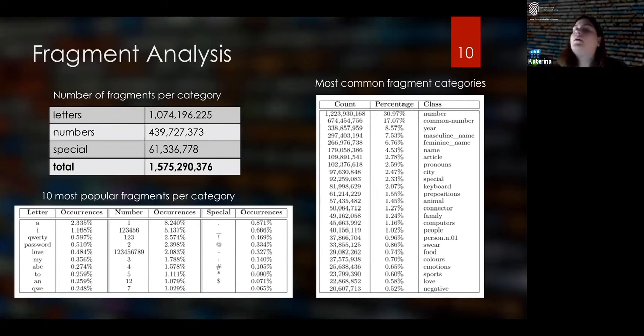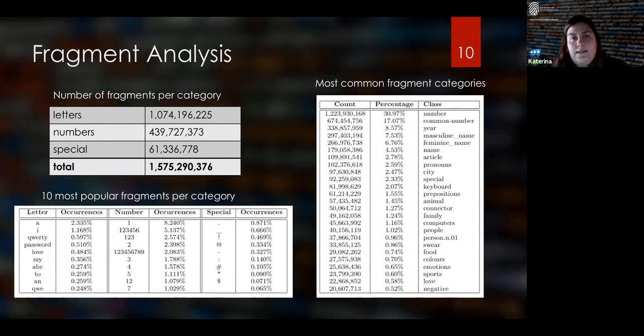We have as well the most common fragments per category. We've used WordNet to classify the fragments according to categories. And as you can see, the 3 most popular ones have numbers in them, which are single numbers, common numbers like 1, 2, 3, 4, 5, or years.